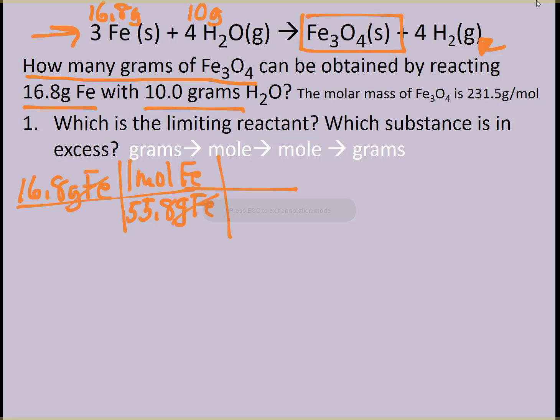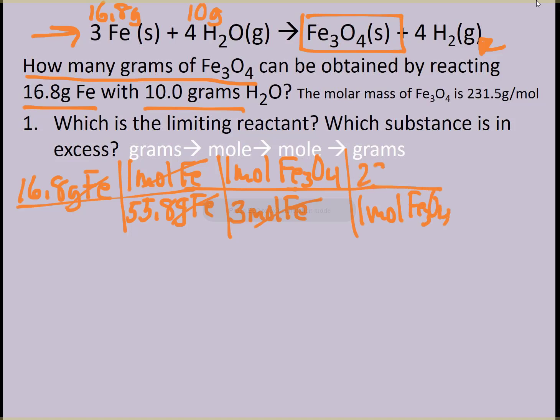Now I can use my molar ratio. I have 3 moles of iron for every 1 mole of the iron oxide. So my moles is going to cancel, but also my iron's going to cancel, and then I'm going to be left with moles of the iron oxide. And I know that 1 mole of the iron oxide is equal to 231.5 grams. I get that from right here, they tell me. Doing my math, I get 23.2 grams of that product.